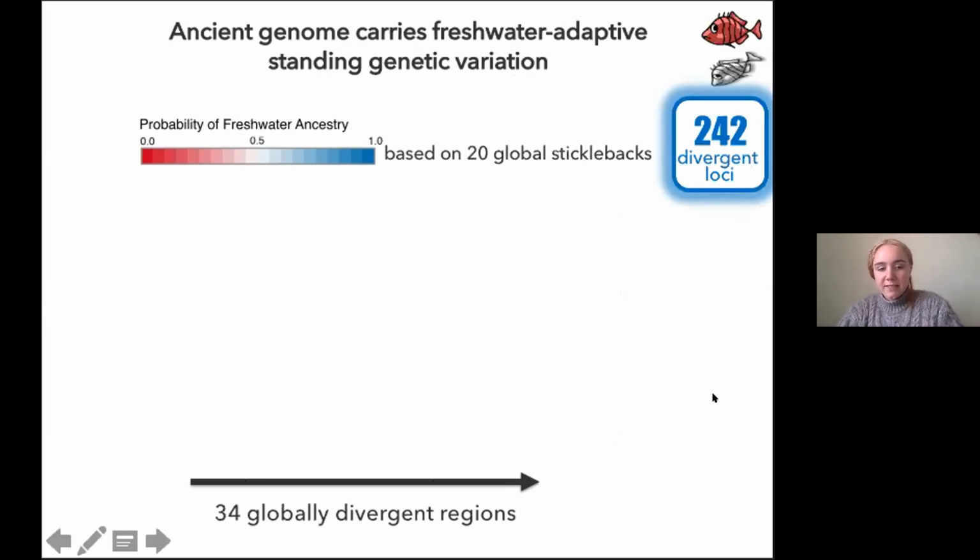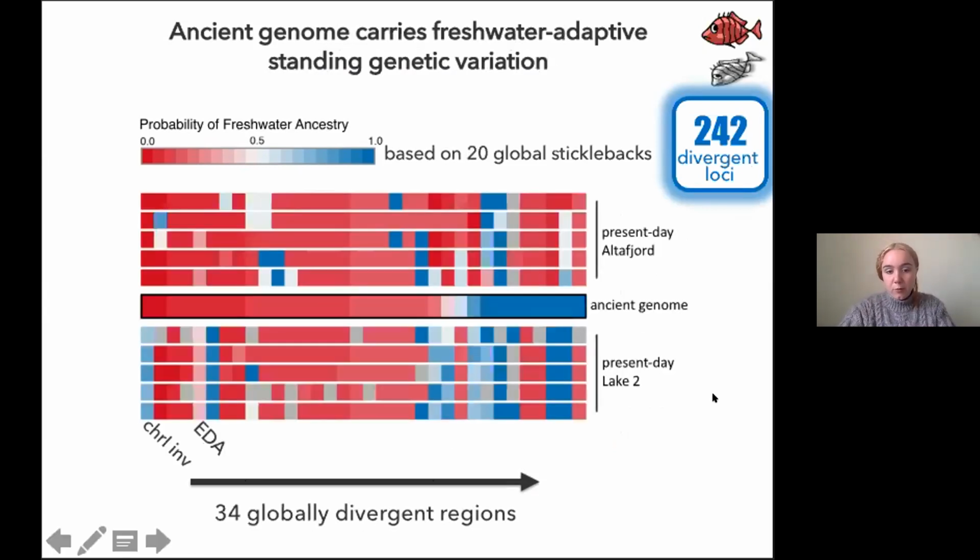So here you can see now a plot of 34 globally divergent regions. Again, each column is one region and each row is one individual, or the ancient genome. And here you can see too, the ancient genome is mostly carrying the marine version at these divergent regions, but it is also carrying some freshwater adaptive regions.